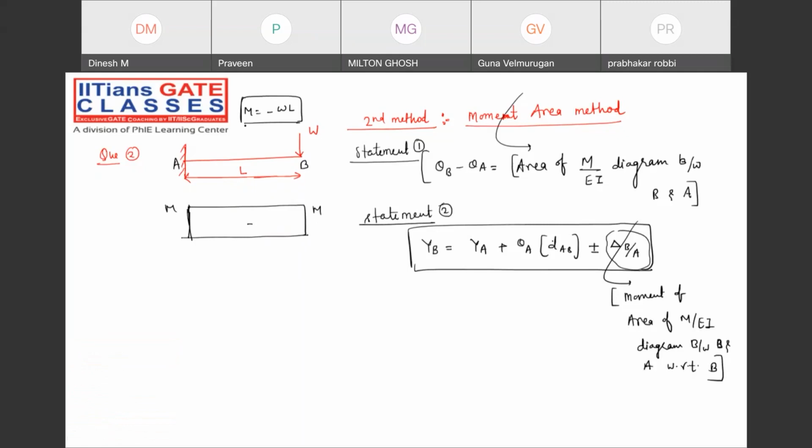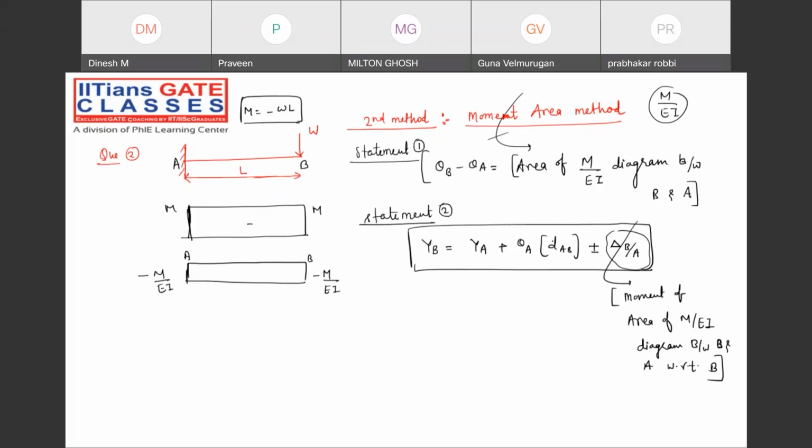Now, once I divide this M with the EI, my diagram will look reduced. The height of the diagram will be reduced. Yes or no, guys? Please check it out. This is the bending moment diagram.